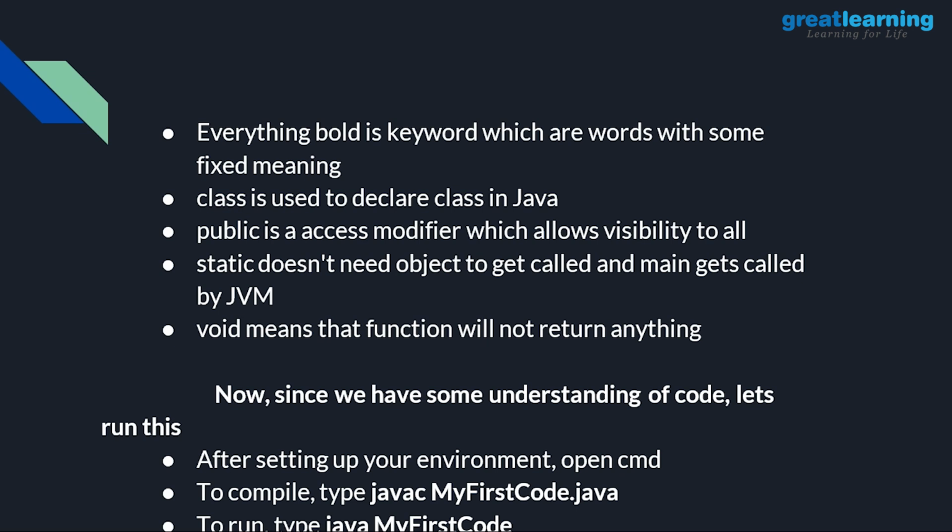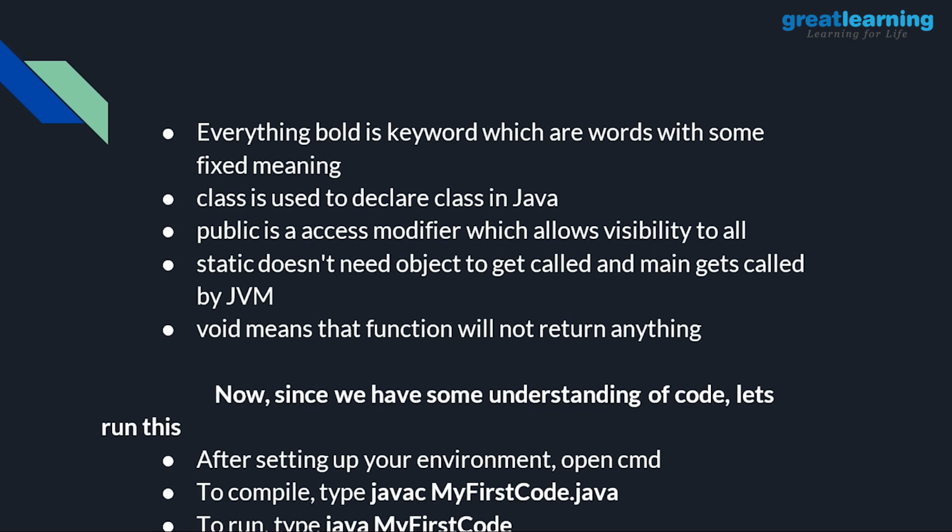Okay, then public is an access modifier which allows visibility to all. Okay, then static doesn't need an object to get called, and main gets called by JVM. This main method is called by JVM. It doesn't need an object to call it.